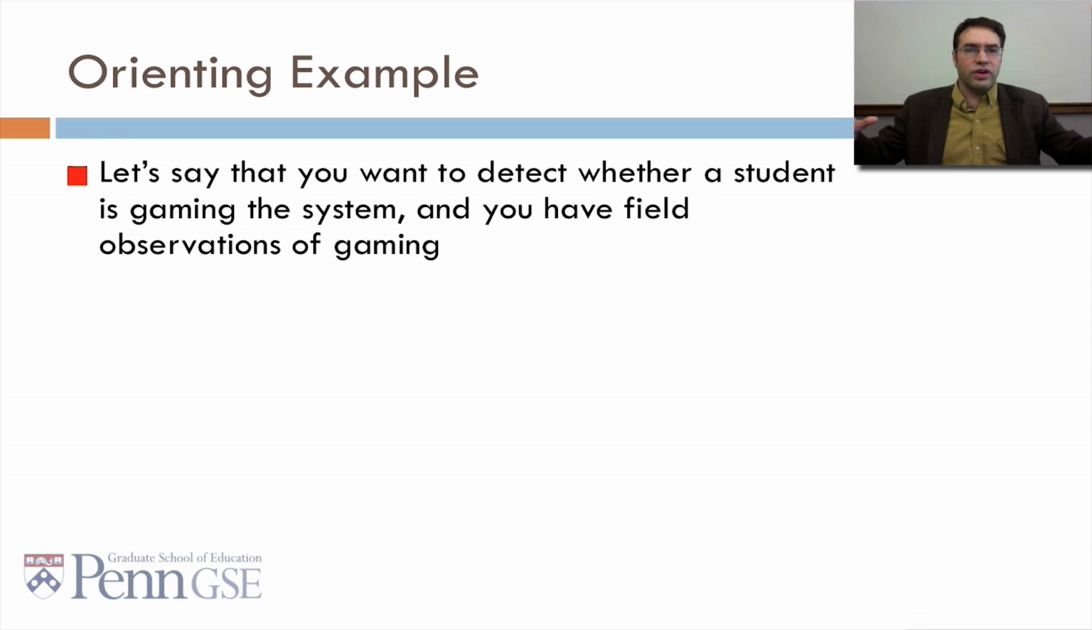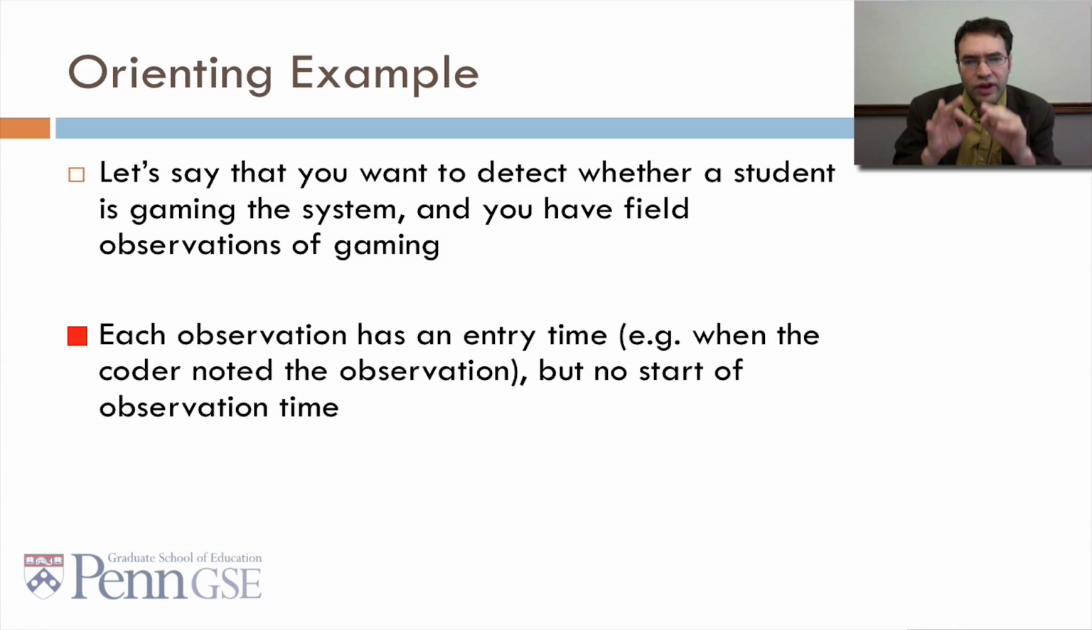So let's take an orienting example, which we'll use for today's lecture. Let's say you want to detect whether a student is gaming a system, and you have field observations of gaming. Each observation has an entry time, in other words, when the coder noted the observation, but no start of observation time. So we don't know exactly when they started observing, we just know when they stopped.